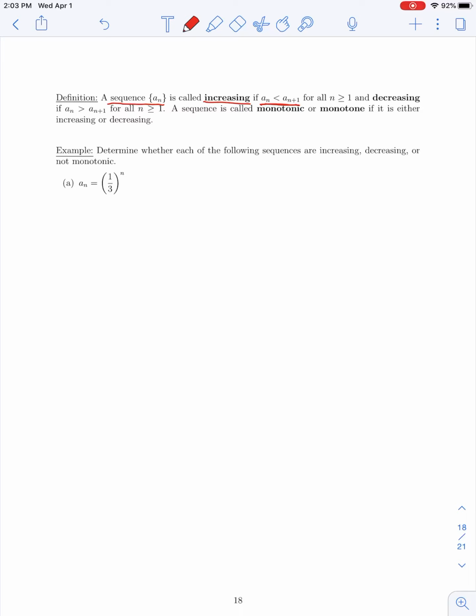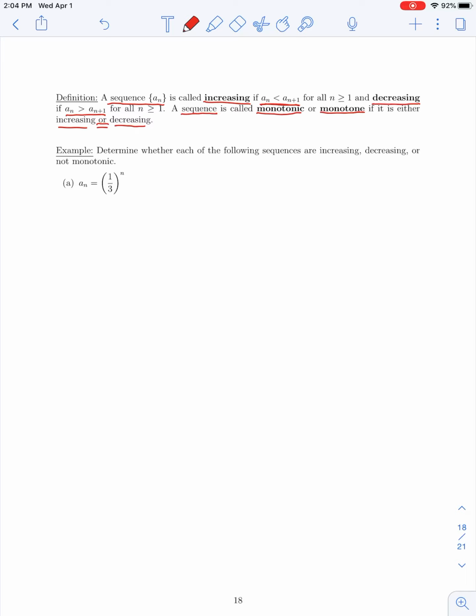So let's start with a little bit of terminology here. We would say that a sequence a sub n is said to be increasing if the value of a sub n plus 1 is always strictly greater than a sub n. So if the next term of our sequence is greater than the previous one, then it is called an increasing sequence. And similarly, our sequence is said to be decreasing if a sub n plus 1 is strictly less than a sub n for every term of our sequence.